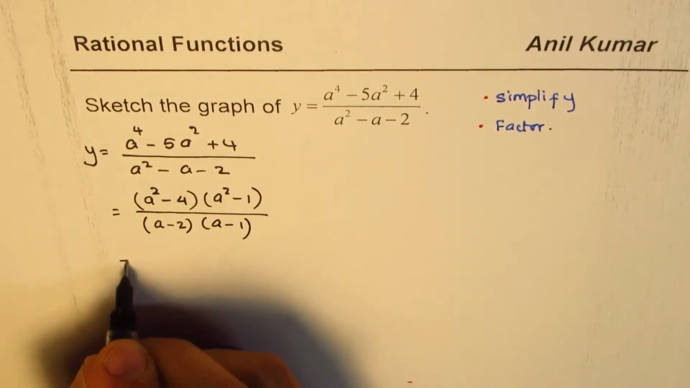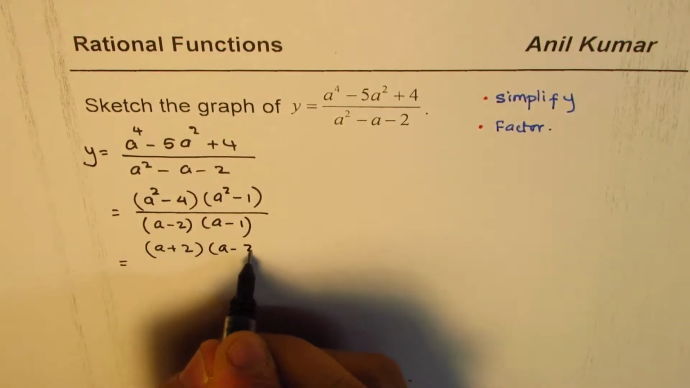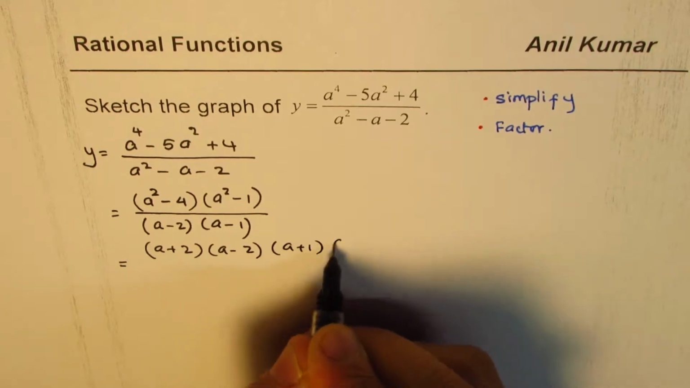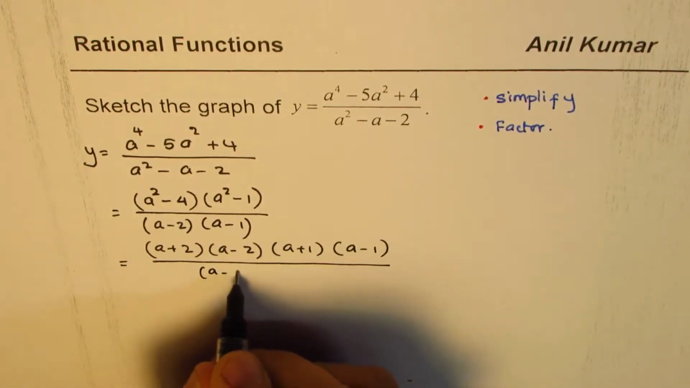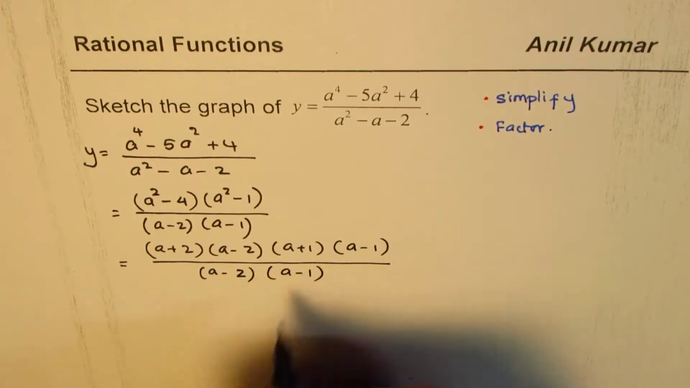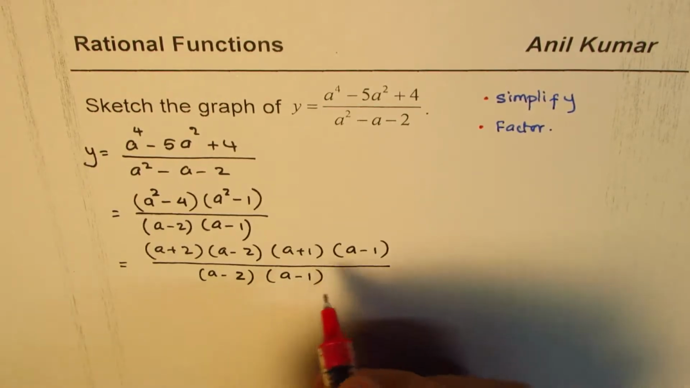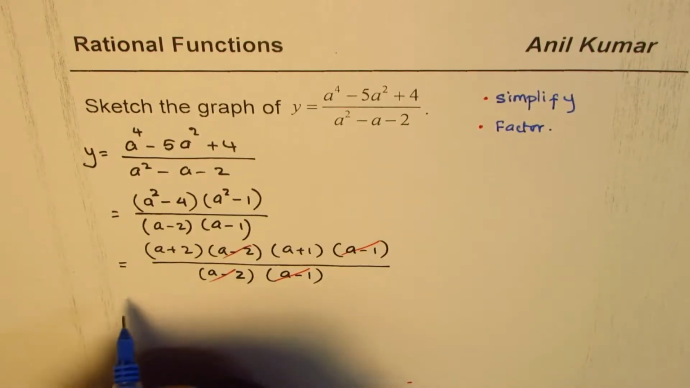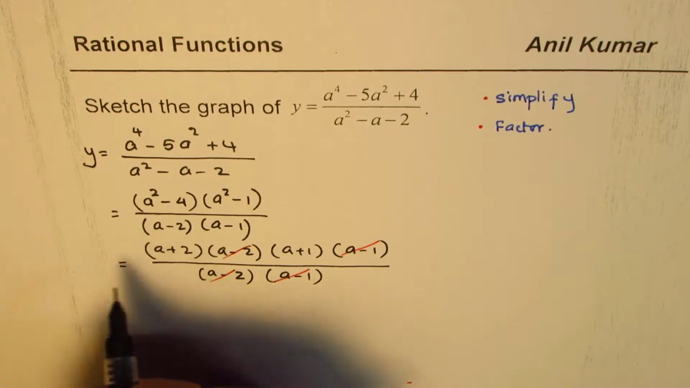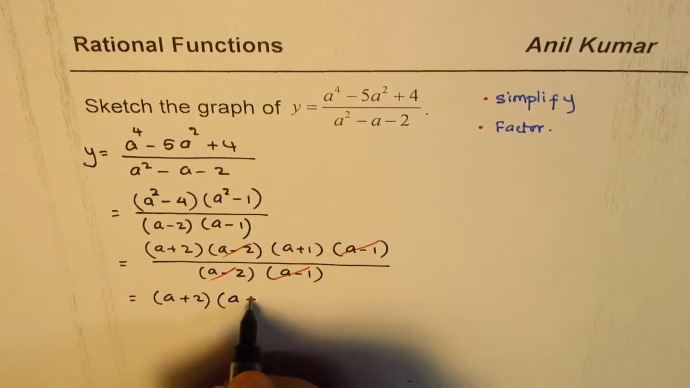These two could be further factored as a plus 2 times a minus 2 times a plus 1 times a minus 1. Difference of squares, right? And then we have a minus 2 times a plus 1 in the denominator. Well, some of you should review factoring techniques when you get into rational functions, as without that you cannot really solve them, right? So these cancel out. So we say this is equal to a plus 2 times a plus 1.